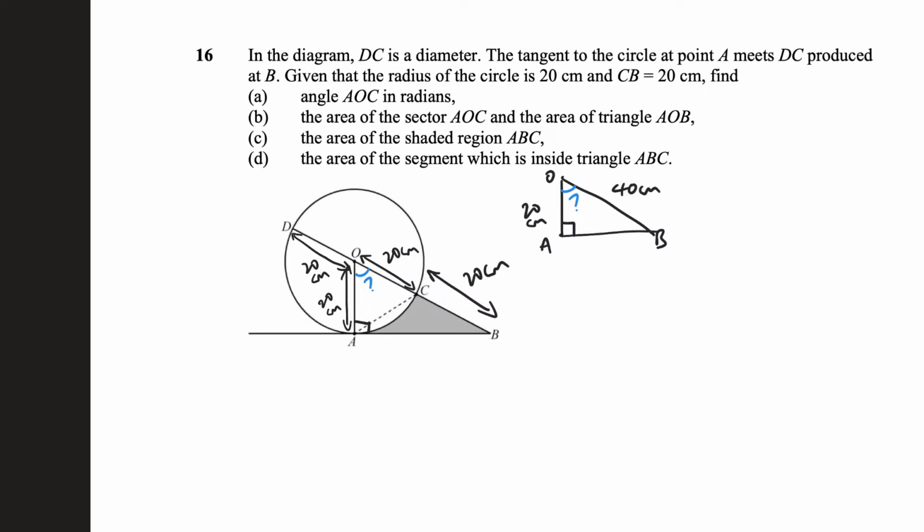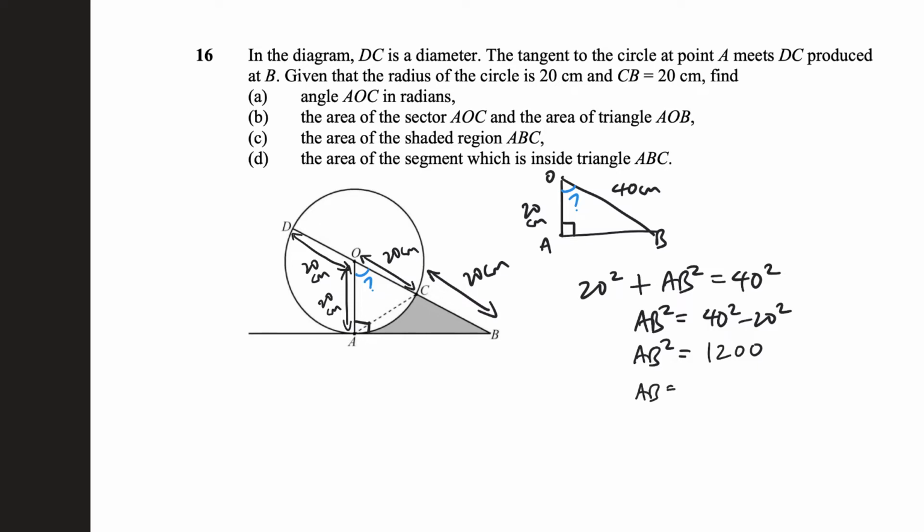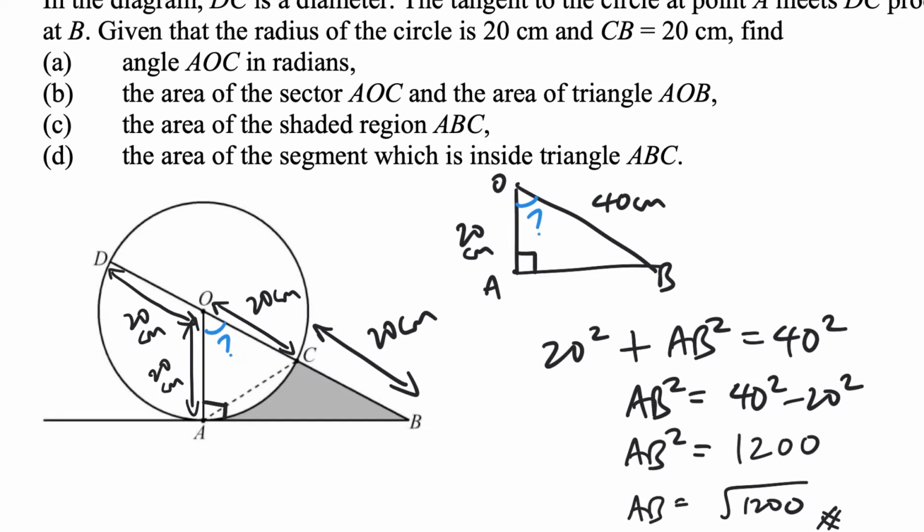By Pythagoras' theorem, 20 squared plus AB squared equals 40 squared. So AB squared is simply 40 squared minus 20 squared. AB squared is 1,200. And so AB is simply the square root of 1,200. I'm going to leave my answer like this for now because I don't want to round it up or down, since I'm still going to use it for other calculations.